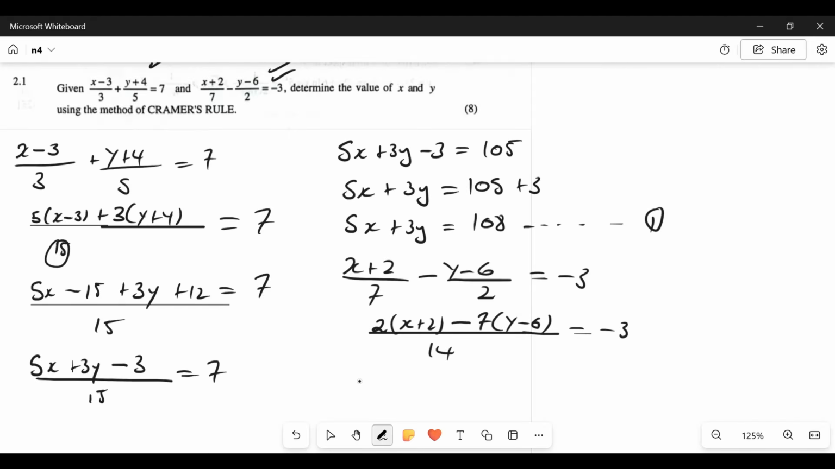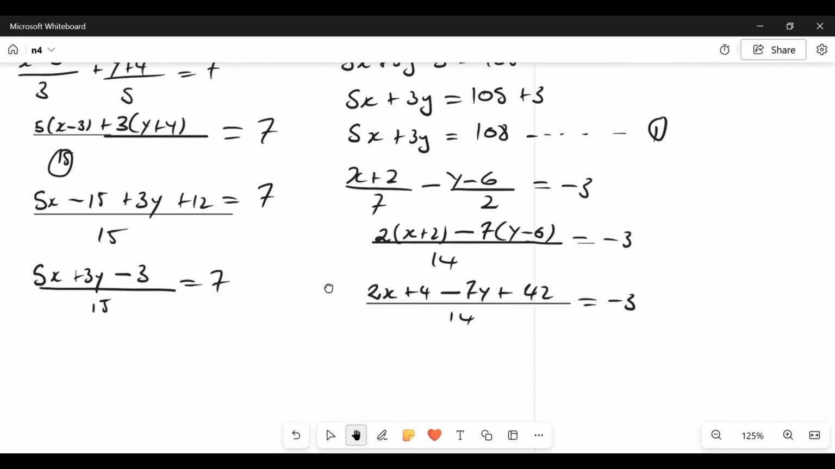Now let's remove the brackets. So on the numerator, we have 2 multiplied by (x + 2). That is going to give us 2x + 4. There we go. And then minus, we have negative 7 multiplied by (y − 6). So this is going to give us negative 7y + 42, divided by 14. All this is equaling to negative 3. Right, so let's create space, guys, so that we can have our equations there.